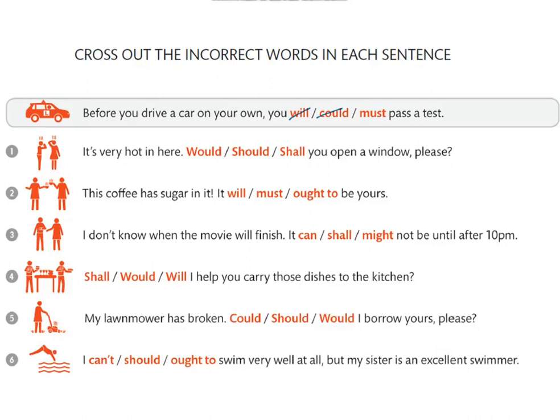Number 4. Shall I help you carry those dishes to the kitchen? Number 5. My lawnmower has broken. Could I borrow yours, please? Number 6. I can't swim very well at all, but my sister is an excellent swimmer.